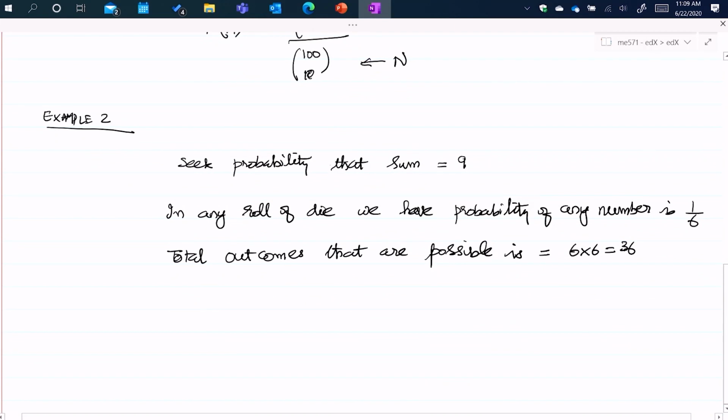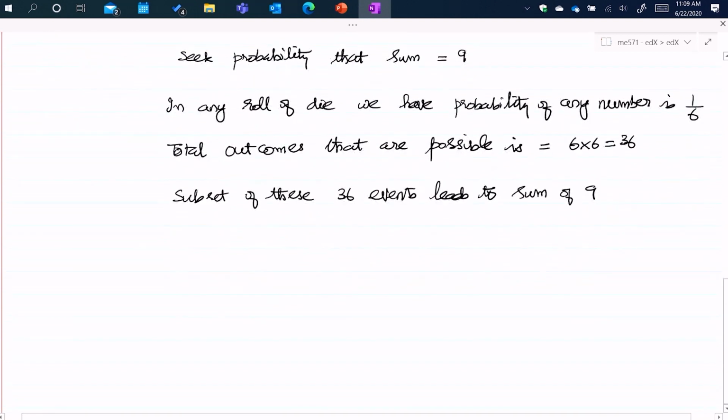We have to enumerate the subset of these 36 events that leads to a sum of 9. The possibilities are either 3 and 6, 4 and 5, 5 and 4, or 6 and 3, where these numbers correspond to the first die and second die.